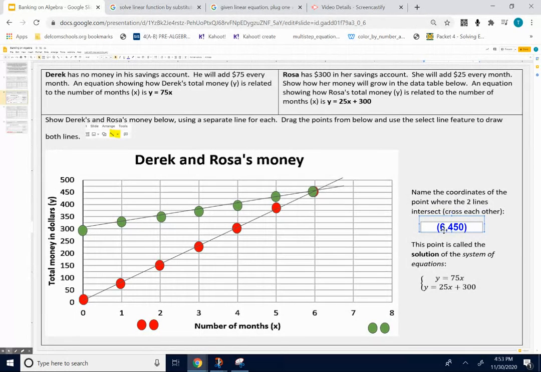So that point 6 comma 450 is called the solution to the system of equations. The system of equations is just more than one equation. So this is two equations. The solution is simply where the two lines cross, where the two lines intersect. We're going to go into a lot more detail on this next week.